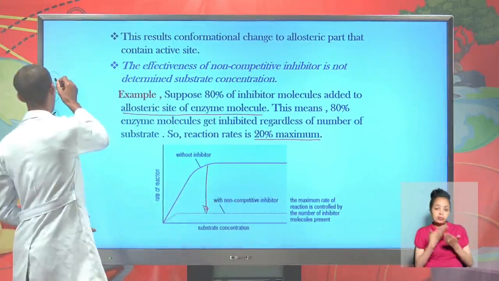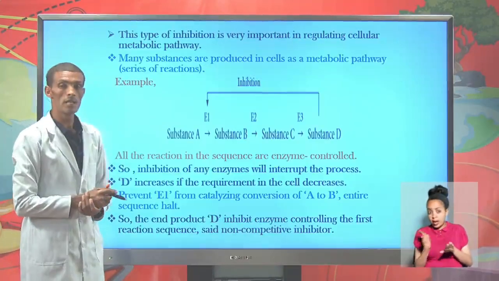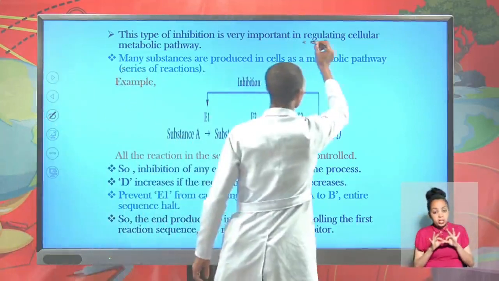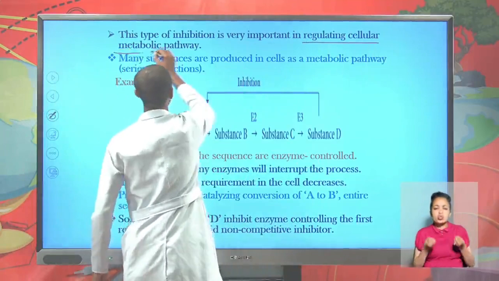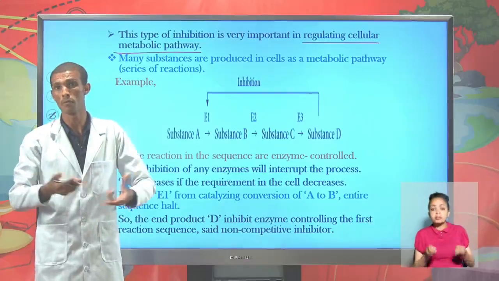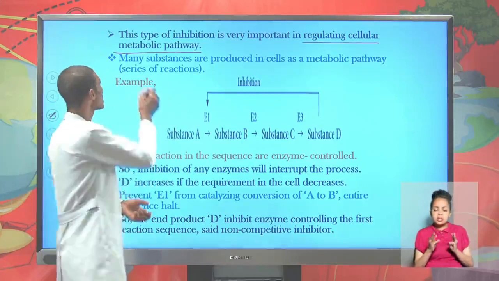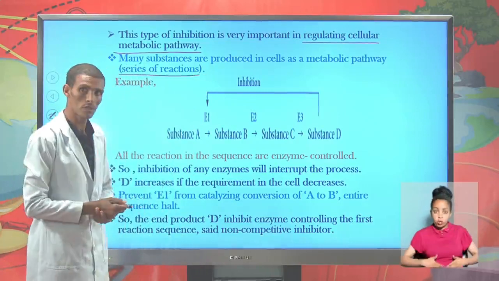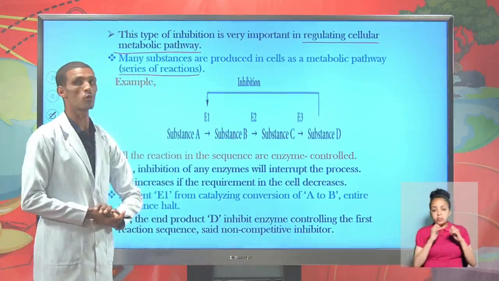Well done. As I told you earlier, this type of inhibition is very important in regulation of so many metabolic pathways of a cell. I hope you are familiar with that. Most types of substances in our body are produced in a sequence of pathways, in many metabolic pathways. There is a series of reactions that take place in our body for a substance to be produced. This type of inhibitor is very important.